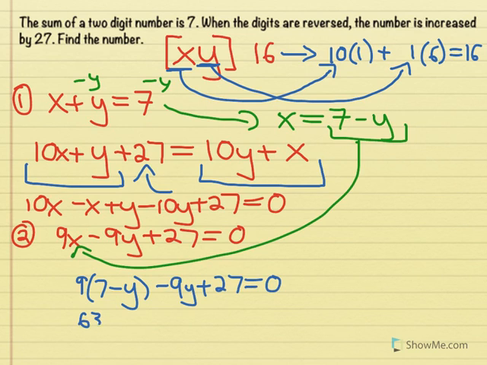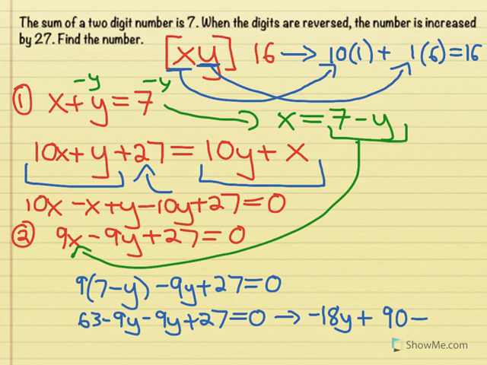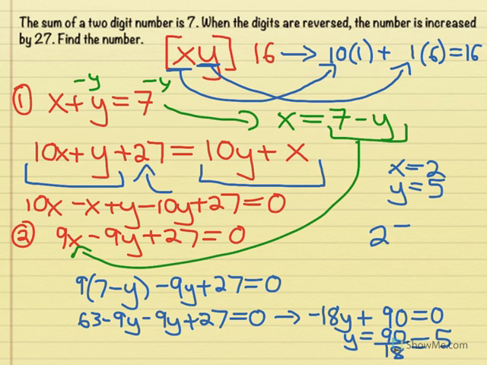This simplifies to 63 minus 9y minus 9y plus 27 equals 0. This simplifies to negative 18y plus 90 equals 0. If I add 18y to the other side, I get y equals 90 over 18, which equals 5. So I know my y digit is 5. If they have to add up to 7, I know my x must be 2. So x equals 2, y equals 5. So the number we were asked for is 25.